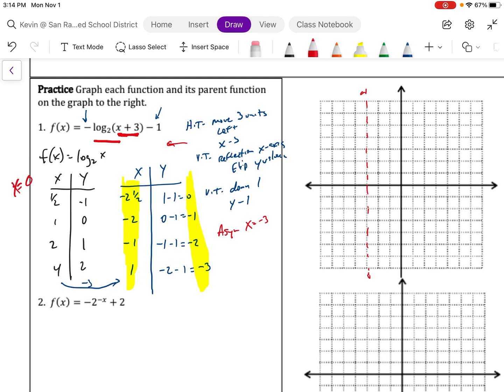Now we're just going to graph these points that we have, right? These 2 columns. So -2.5 and 0 there. -2 and -1. -1 and -2. And 1 and -3. All right. And then as we graph these points, we see them moving away from the asymptote, so we know our graph's heading out that way, and then it's heading down towards the asymptote and then runs right along it, getting closer and closer.